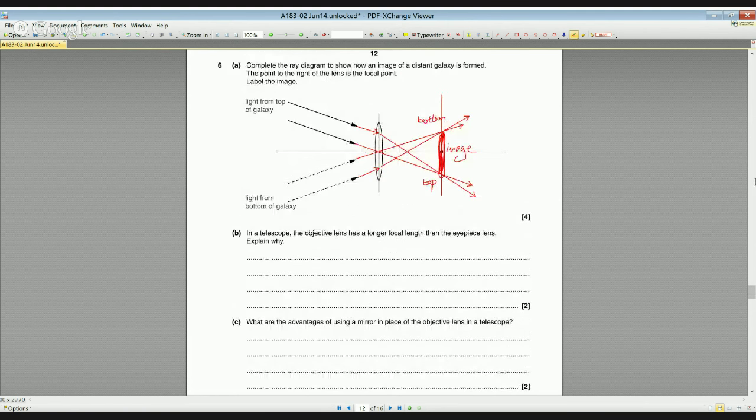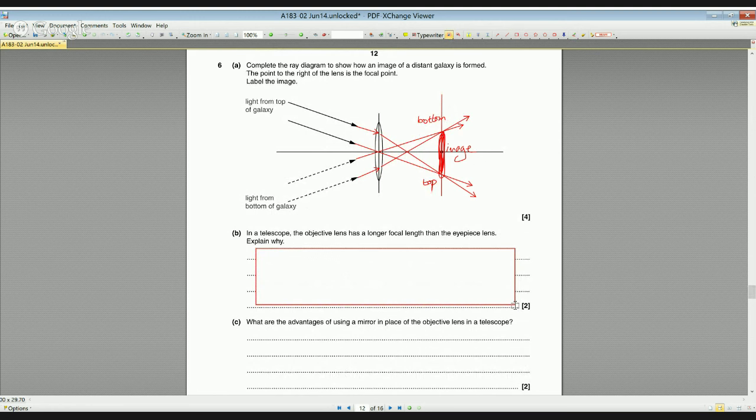In a telescope, the objective lens has a longer focal length than the eyepiece lens. Explain why. Well, the eyepiece lens magnifies the image. That's the job of the eyepiece lens. The eyepiece lens magnifies the image which has been formed by the objective lens.